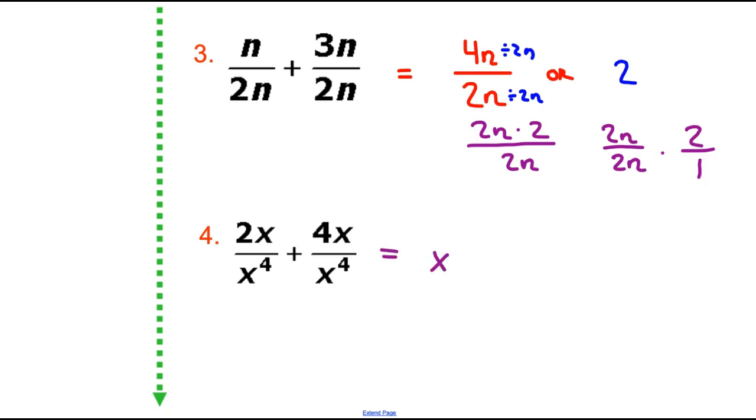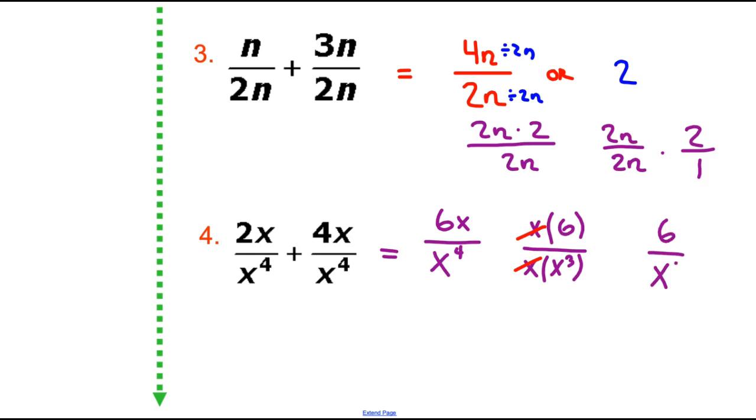Down here we have a common denominator of x to the fourth. 2x plus 4x is 6x. So 6x over x to the fourth, those each have a common factor of x in the numerator. This is kind of unnecessary, but this is also another way of looking at it. X times 6 over x times x cubed. Get your little math machete out. Chop, chop. Chop those two off. They're just equal to 1. So you're left with 6 over x cubed.